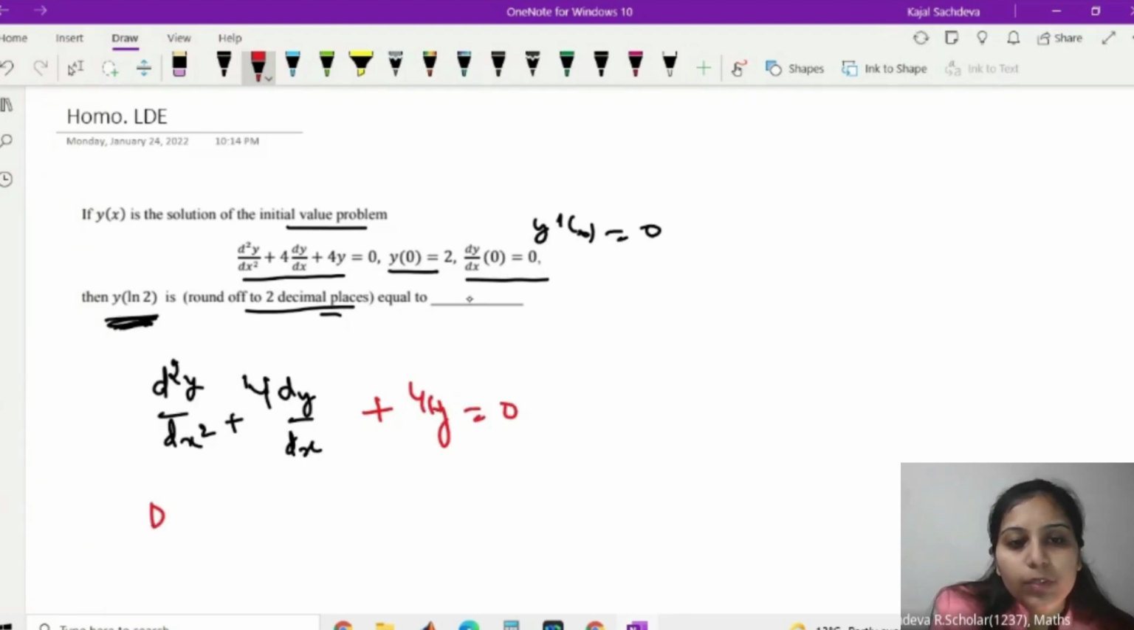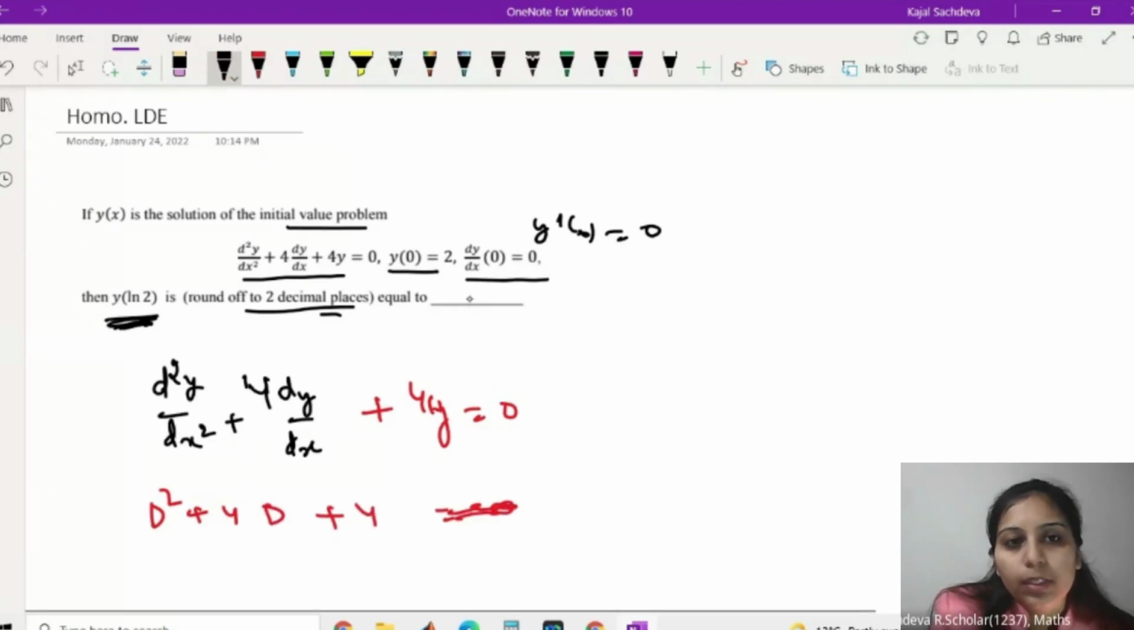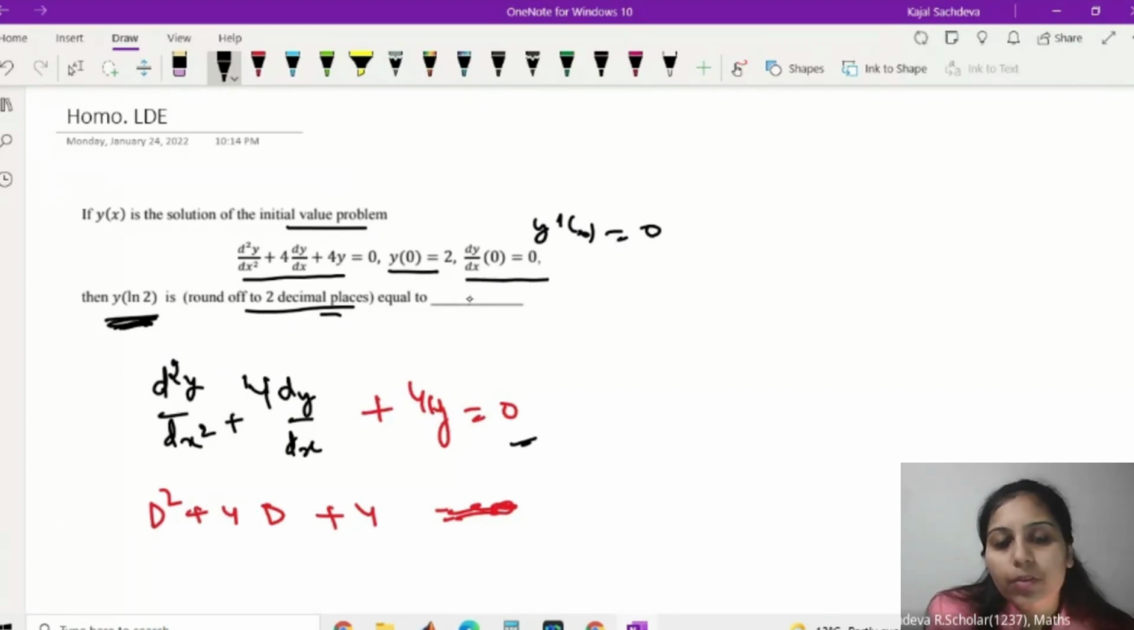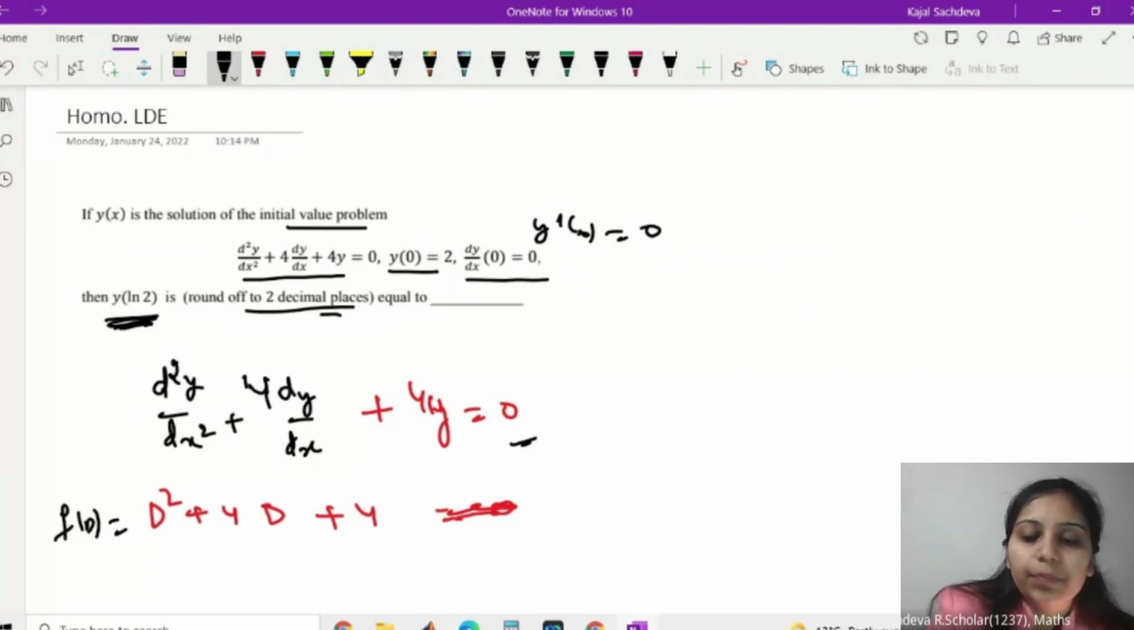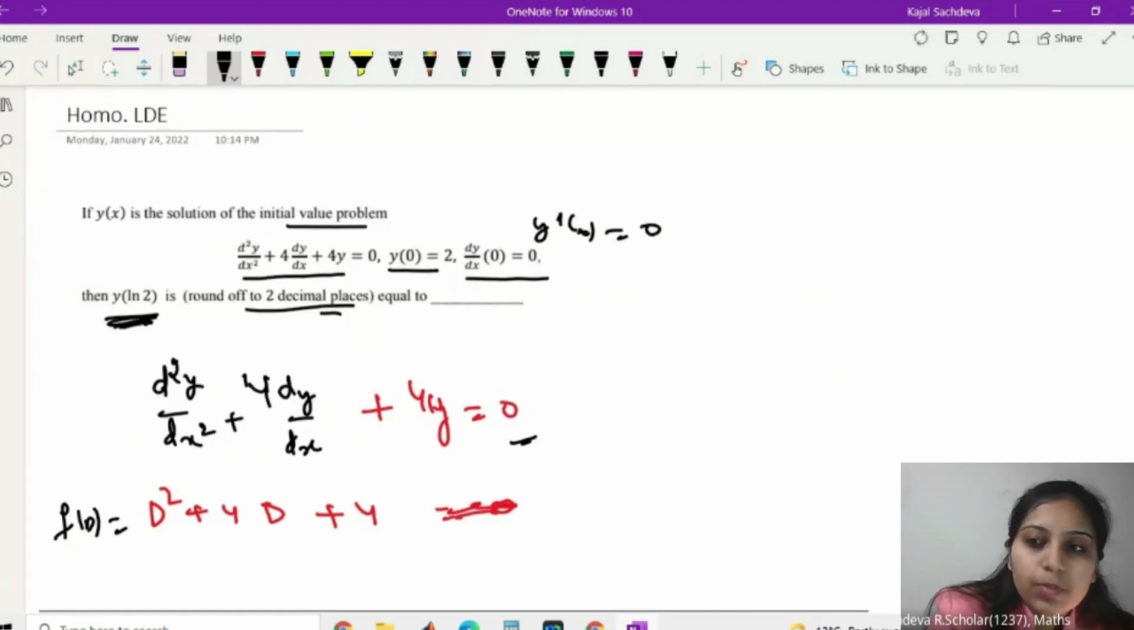We can write this equation in symbolic form, D square plus 4D plus 4 is equal to 0. This is our symbolic form. And then write the auxiliary equation, as this is only the homogeneous part equation, so CF will be the required solution. This is f of D here. So write it into symbolic form.